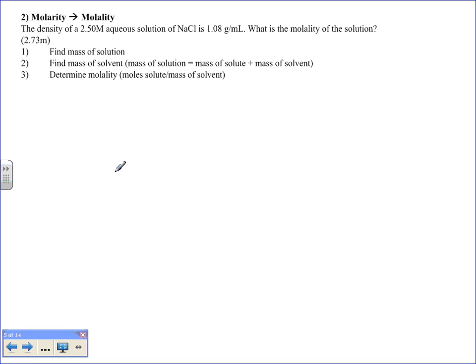Okay, we can also go the other direction. If we're given the molarity, we can find the molality. Again, the density is required in order to complete this calculation. Okay, this is actually incorrect. We're also going to need the molar mass of sodium chloride, so I'll just write it up here.